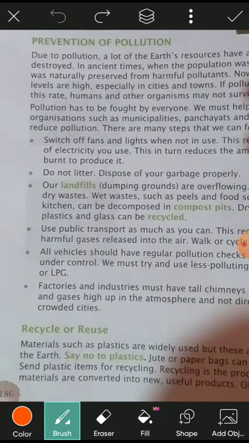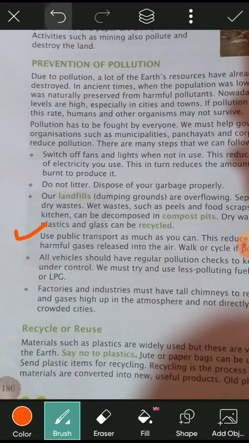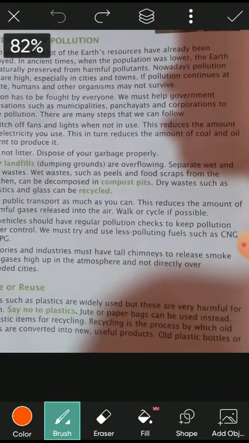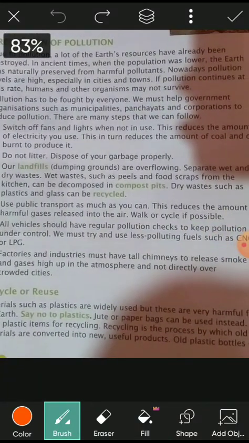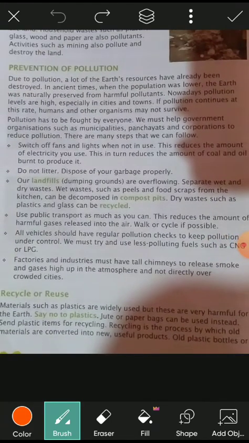Okay, so then the next number, use public transport as much as you can. That means we have to use public transport like buses. This reduces the amount of harmful gases released into the air. Walk or cycle if possible. That means whenever we are going somewhere by our own car, it increases our air pollution. So that we can avoid this type of air pollution, we have to travel in buses.